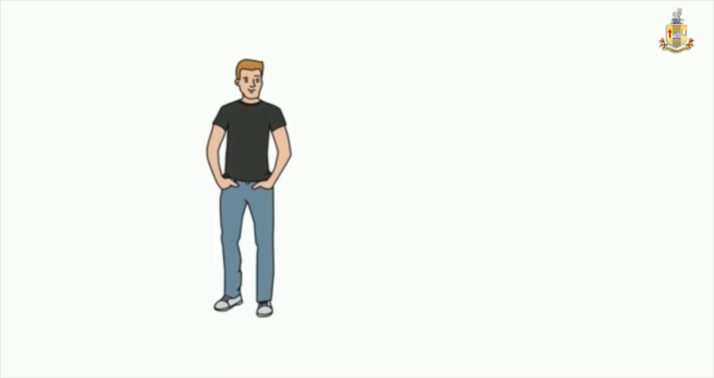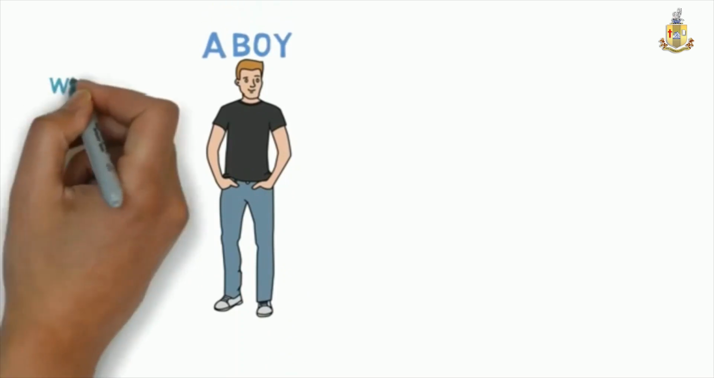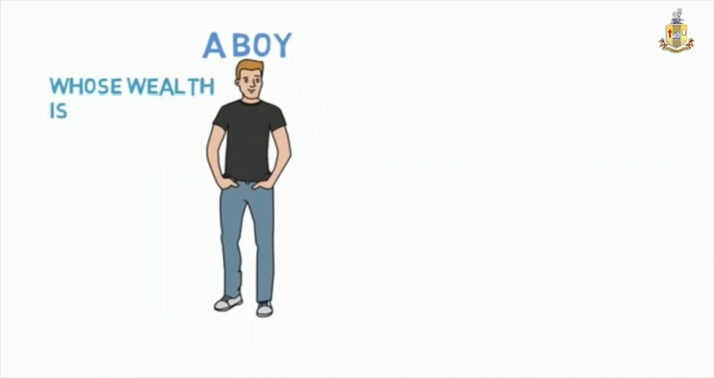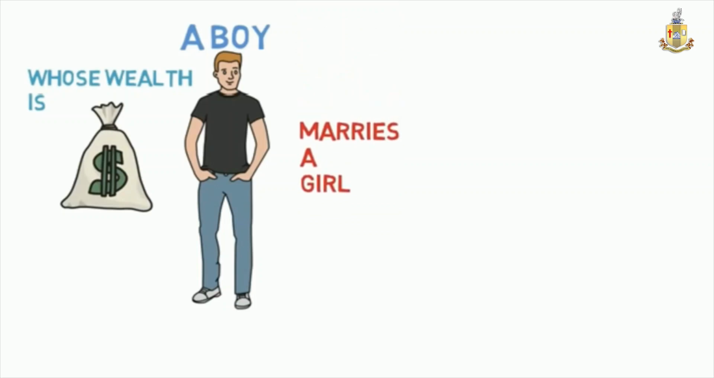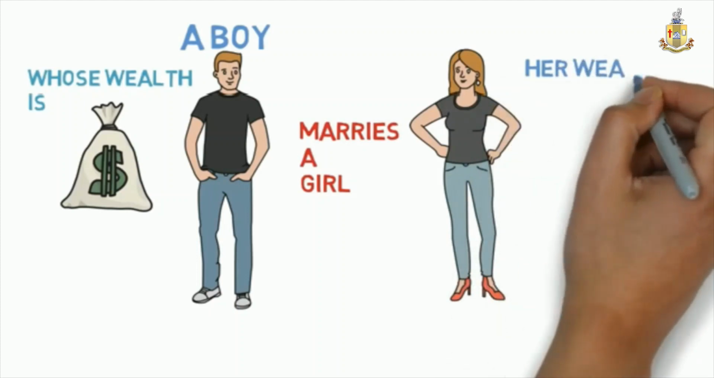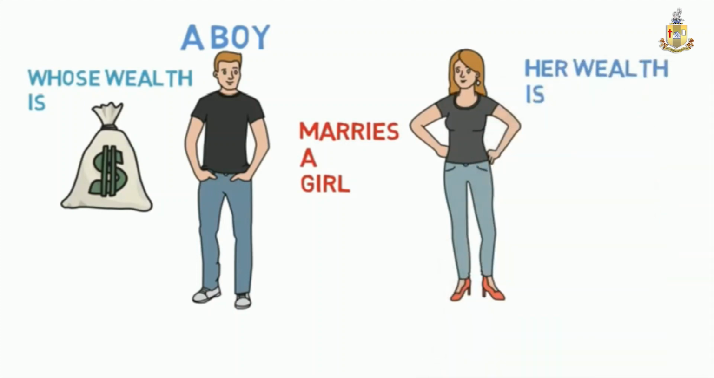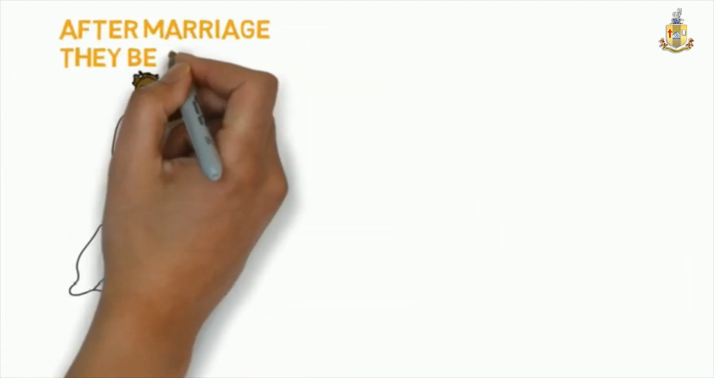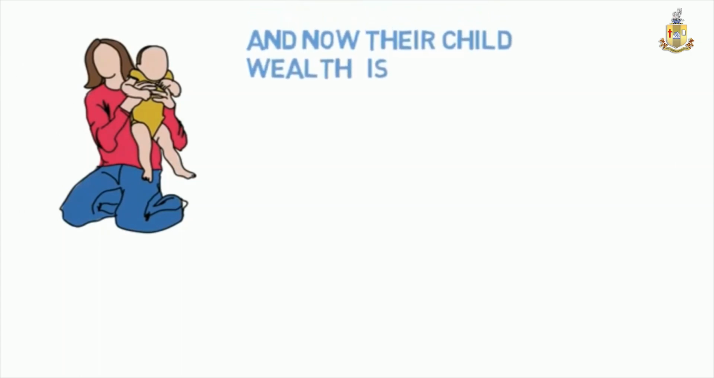Consider a boy whose wealth is worth some dollars earned by his hard work. He marries a girl, her wealth is also some dollars. After marriage, they become parents. And now their child's wealth is mom's wealth plus dad's wealth.